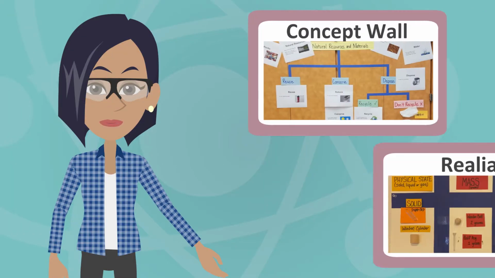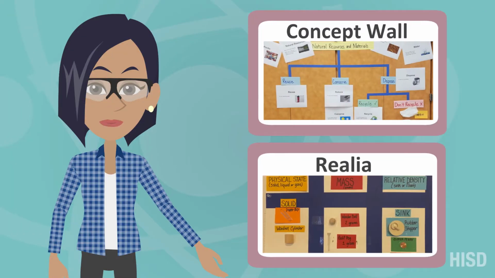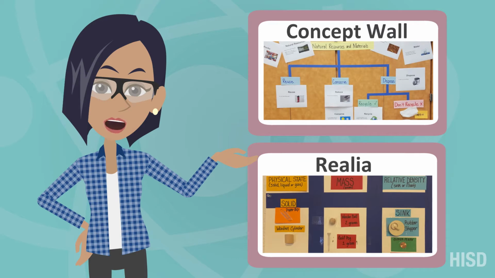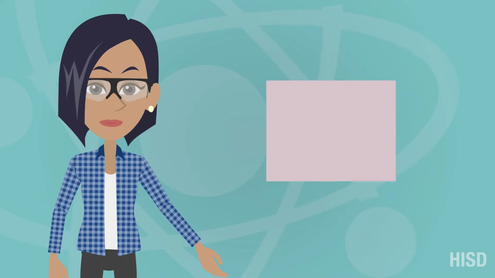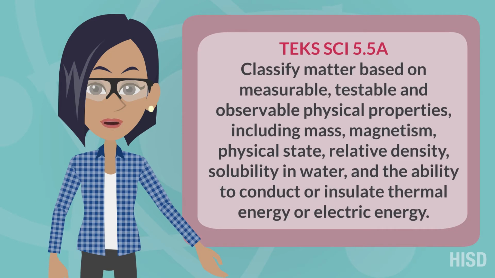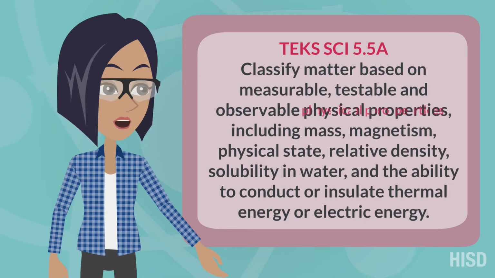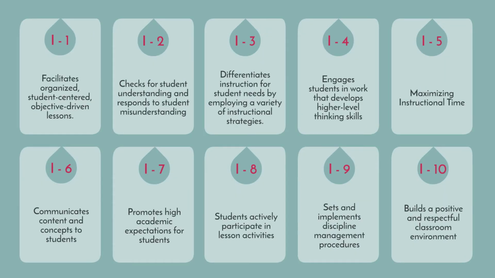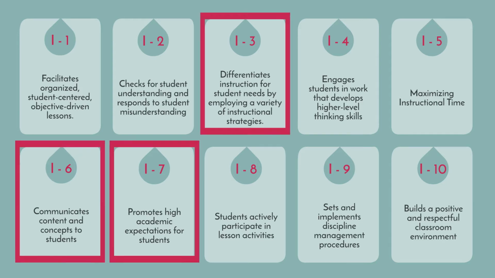And we'll show how to deepen students' understanding by implementing two of HISD's elementary science best practices, Concept Wall and Realia. We'll perform four investigations to address the fifth grade science TEKS 5.5A as it pertains to physical properties. Keep in mind, this lesson aligns with the instructional practice rubrics I3, I6, and I7.